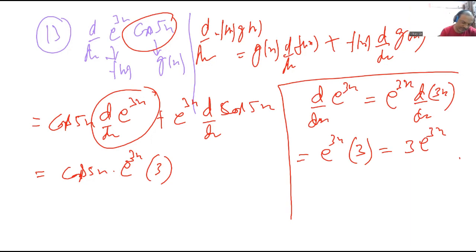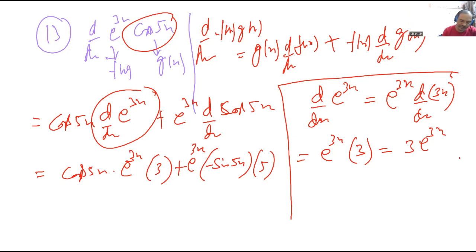Clear? Now, this is the second part, which is e raised to power 3x times d by dx of cos 5x. You know very well the differentiation of cos x: the parent function is cos x, and the differentiation of cos x is minus sin x. Now here it will become minus sin 5x. But here, this is not x, this is 5x. You have to differentiate the 5x also, same as you have done here, and you will have the 5. Now, just write it 5.